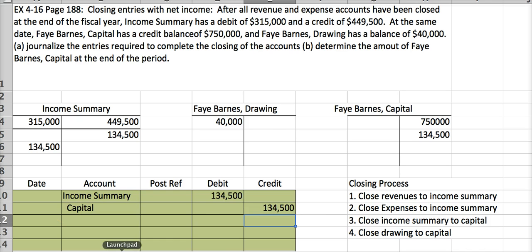All right, now we're on to step number 4, close drawing to capital. To get rid of the drawing balance, we need to credit it. And then we would debit capital, which is going to reduce our balance, which is what happens when we have drawing, so that's right. So that journal entry looks like a debit to capital of $40,000. Remember, we want to put our debits first. And then our credit would be to our drawing account, and that would be $40,000.